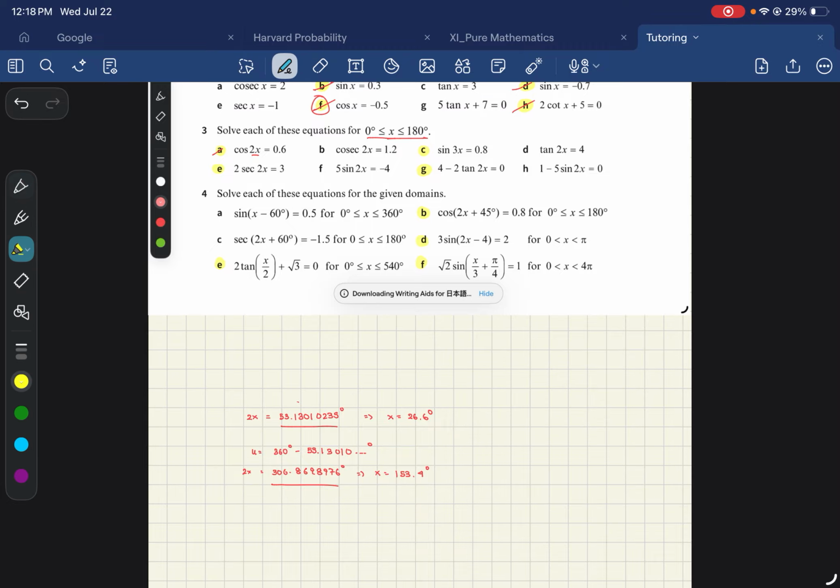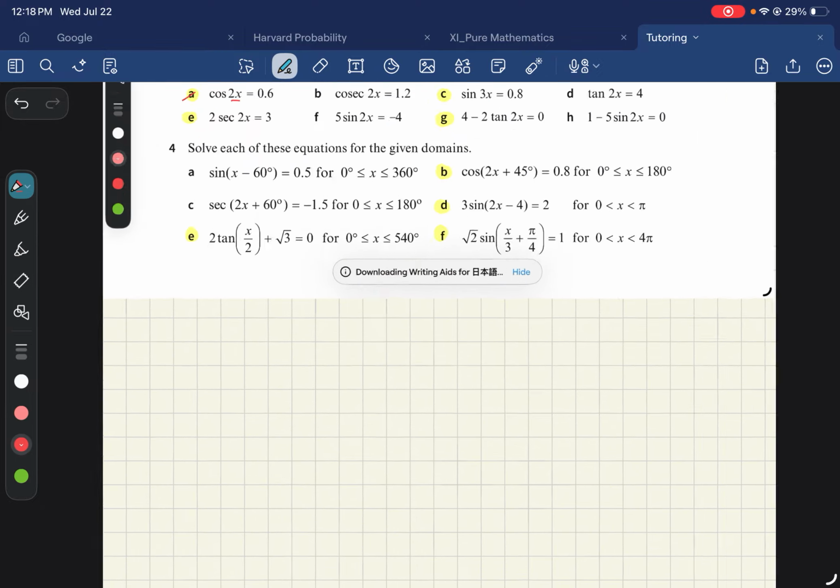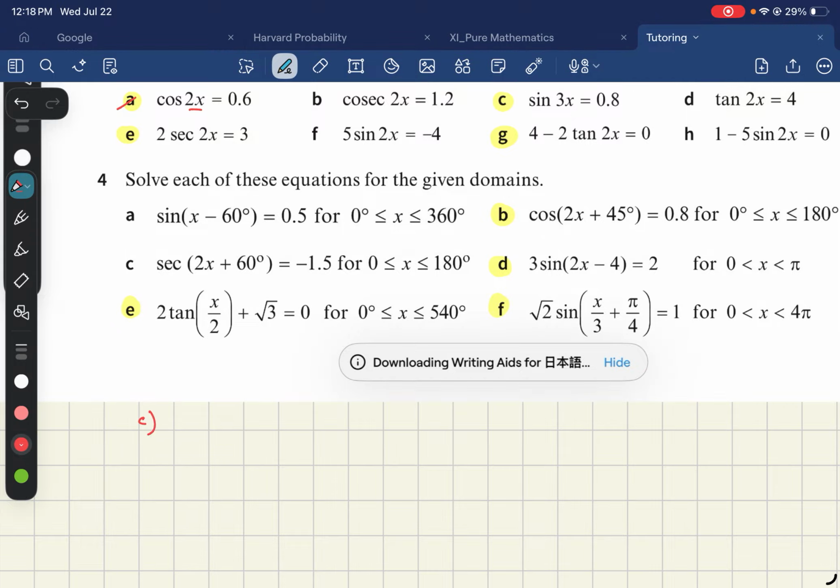So these are your solutions. We worked with u, and then finally we gave our answers back in terms of x. So that is going to be the general way to approach these.